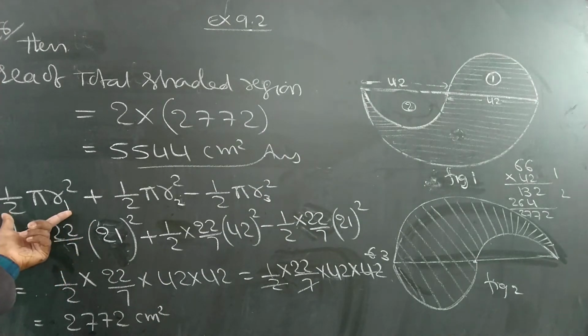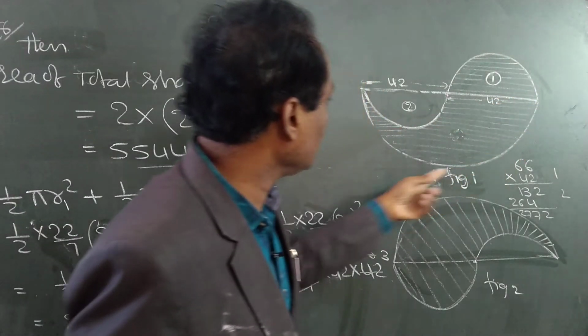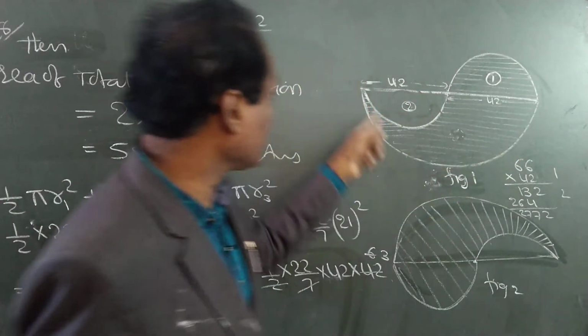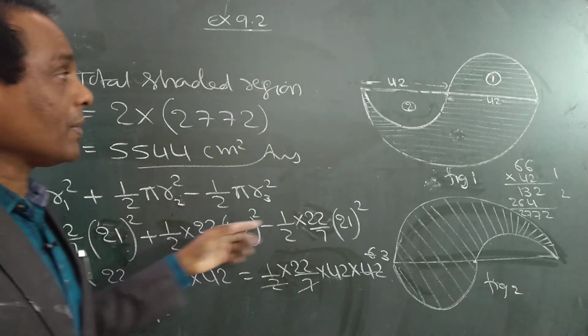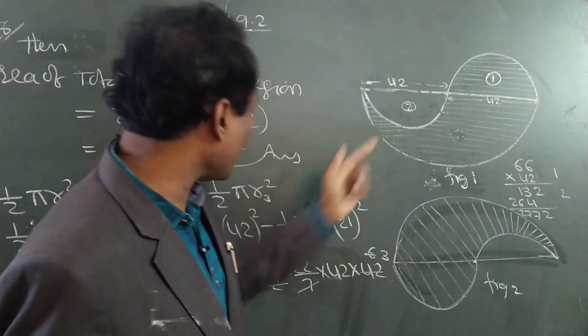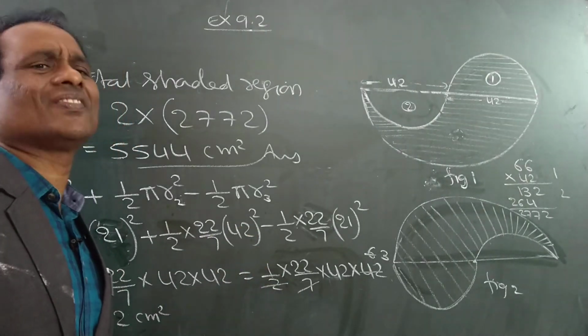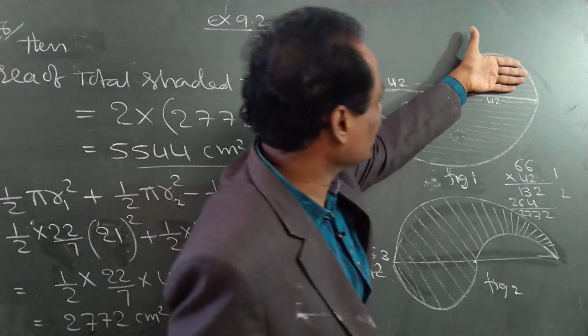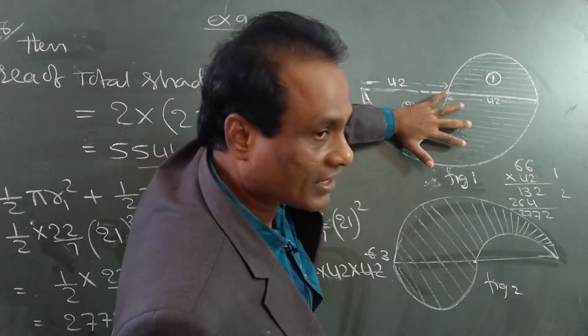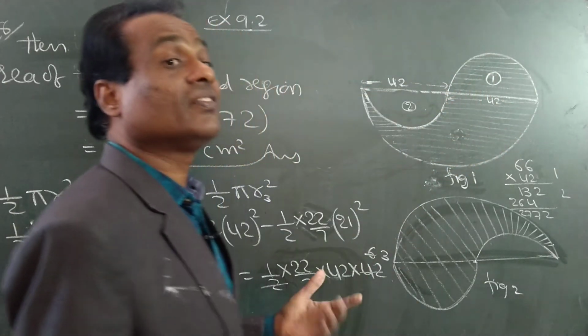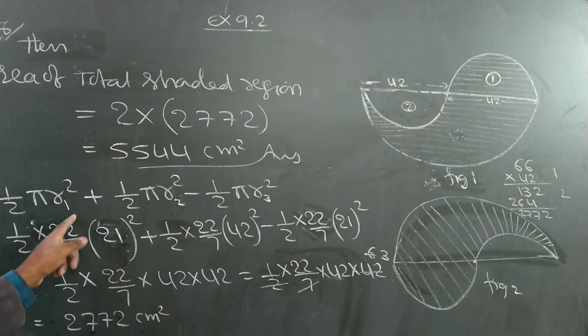Pi r square: the bigger circle, that is half pi r square, minus this smaller circle, half pi r square. What is half pi r square? The area of a semicircle. Because this total is a semicircle, and this is also a semicircle. Semicircle area is half pi r square.